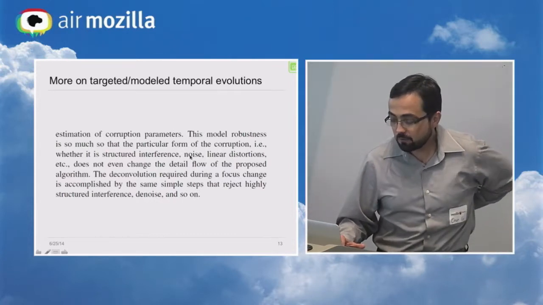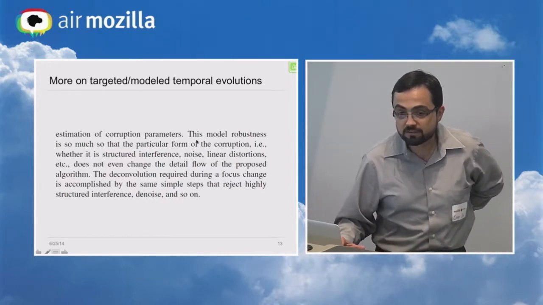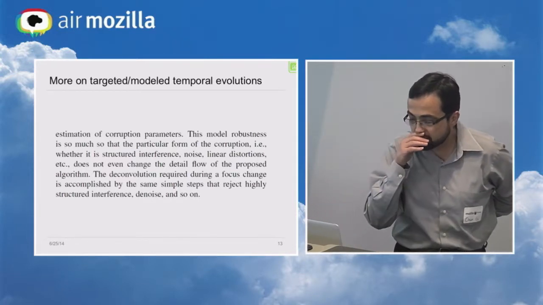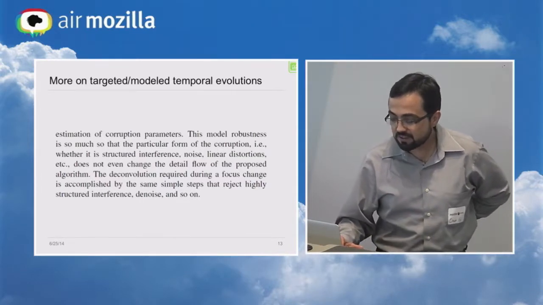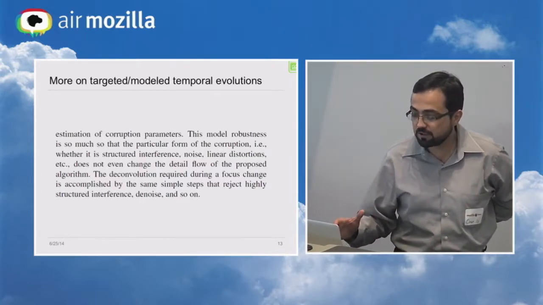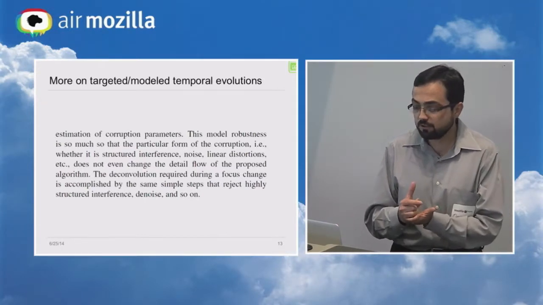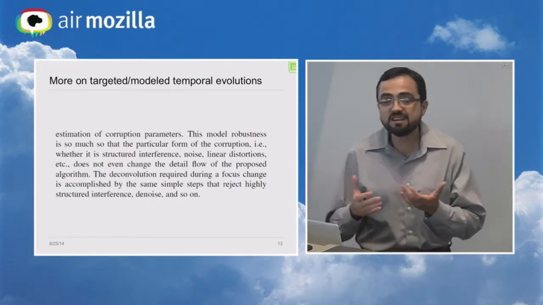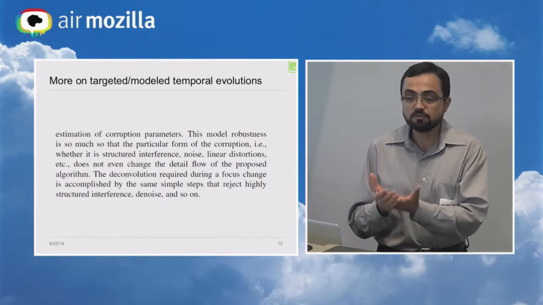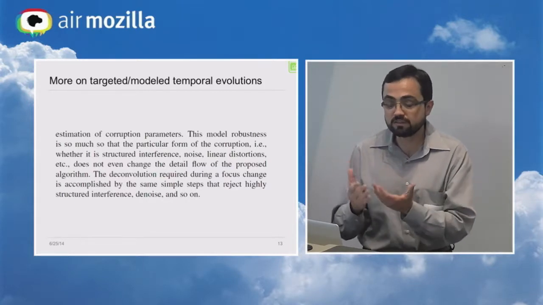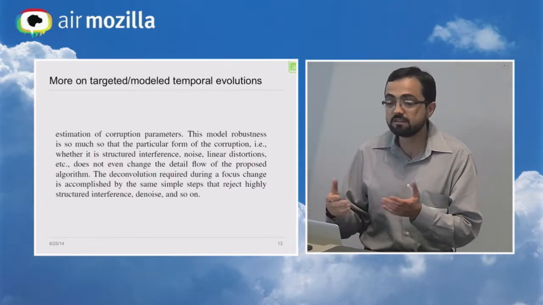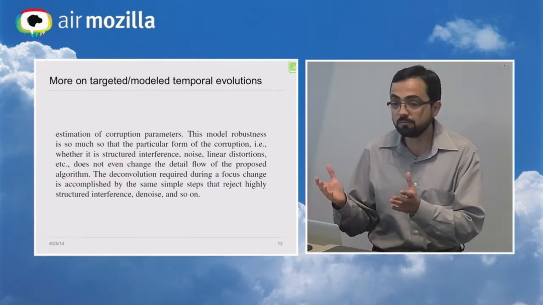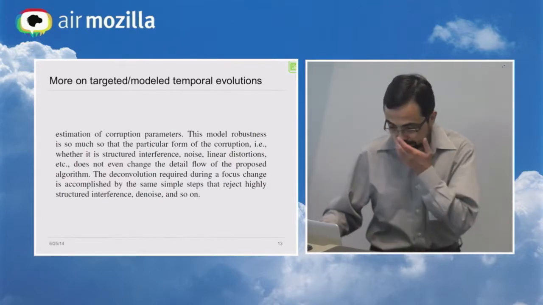And I think one of them talks about this model's robustness to modeling temporal evolutions. Basically what it says is that the model is so robust that the particular form of the temporal evolution, whether it's structured interference, noise, linear distortions, etc., does not even change the detail flow of the algorithm. So the technique is doing this very simple Humpty Dumpty type of processing, and it doesn't even know what it is correcting, so to speak. And it does the same processing regardless of the complicated overall temporal evolution.